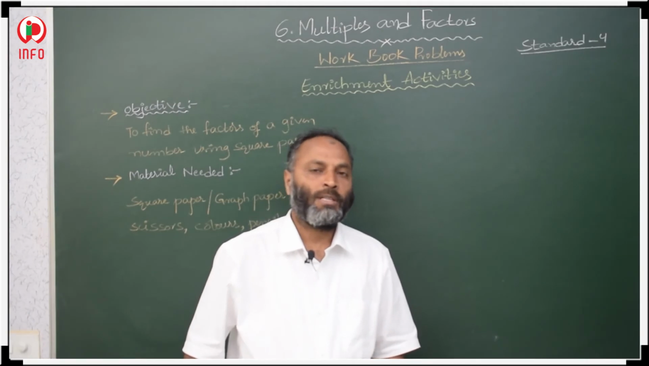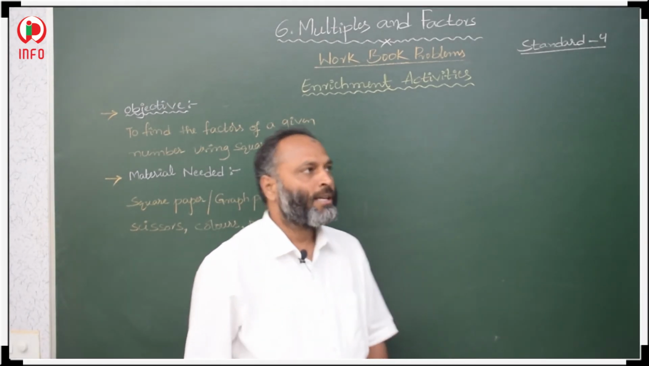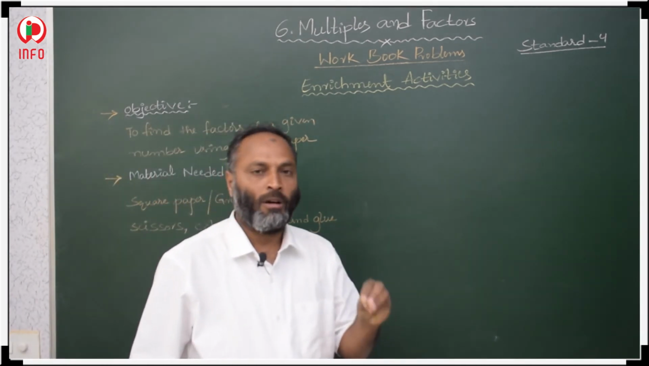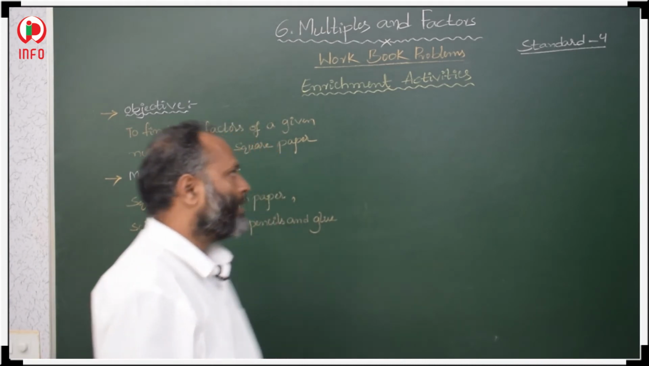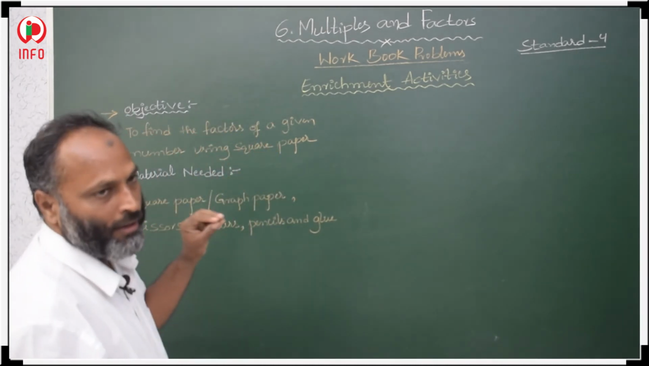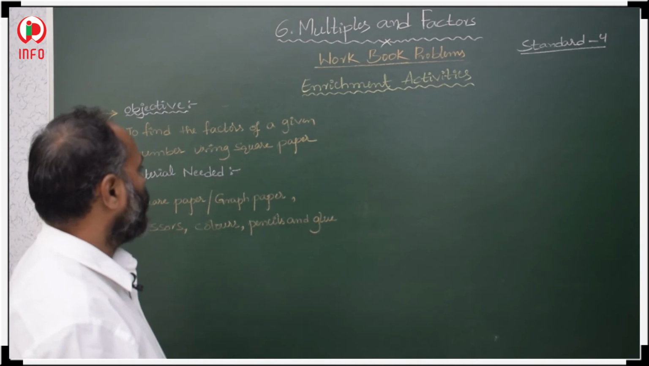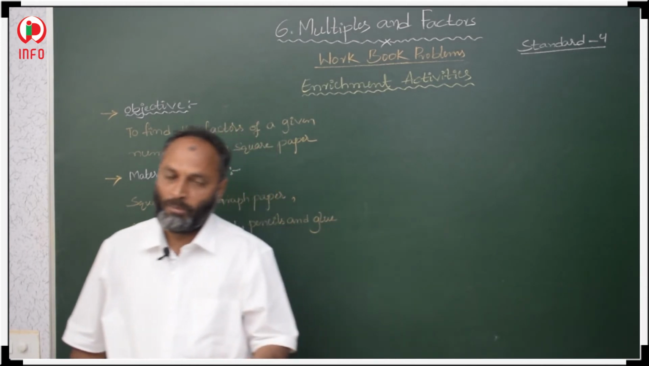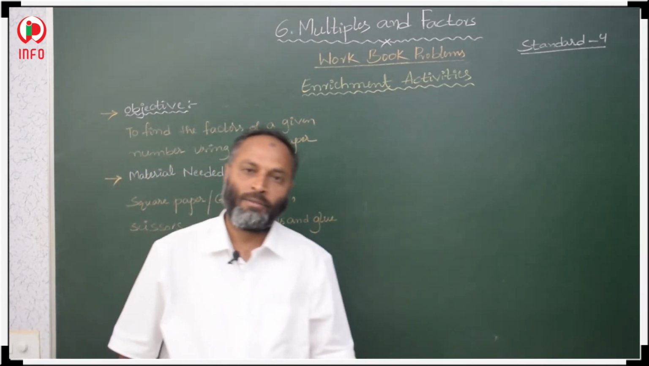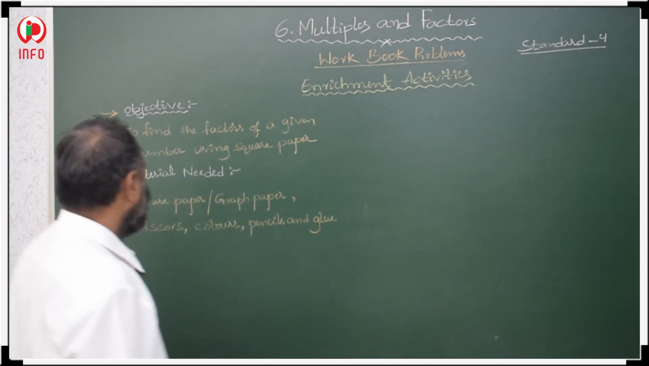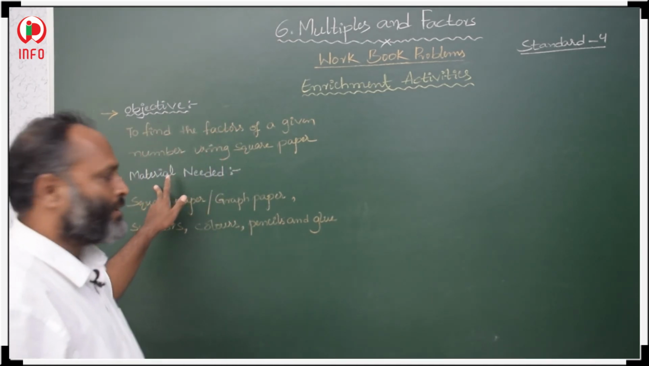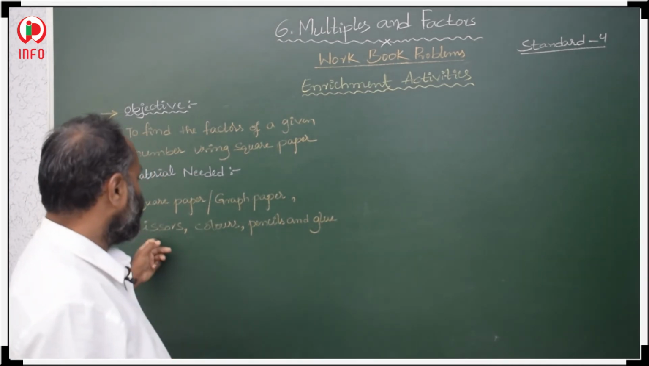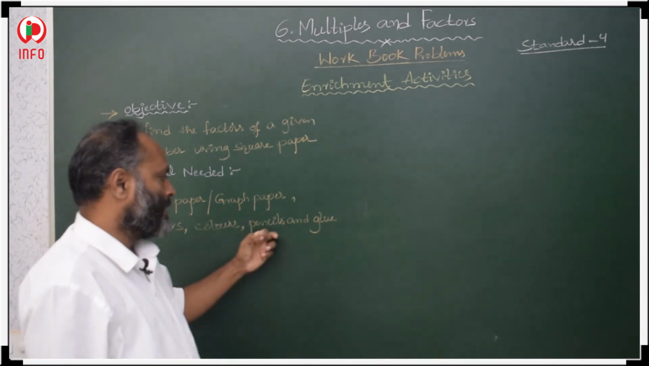Okay. Yes, now students, next enrichment activity. What is the main aim, the main objective of this activity? The main objective is to find the factors of a given number using square paper. So you can find the factors of a given number using square paper. What material do we need? Square paper or graph paper, any one. Second, scissors, colors, pencils and glue.